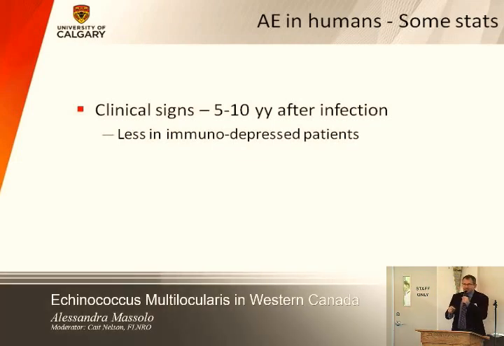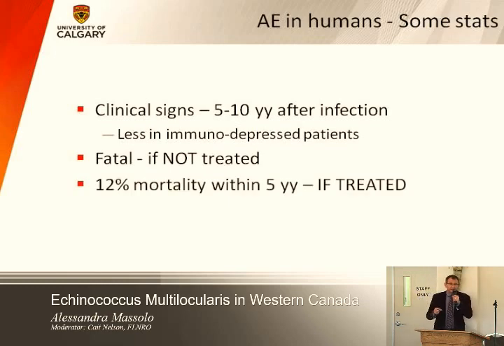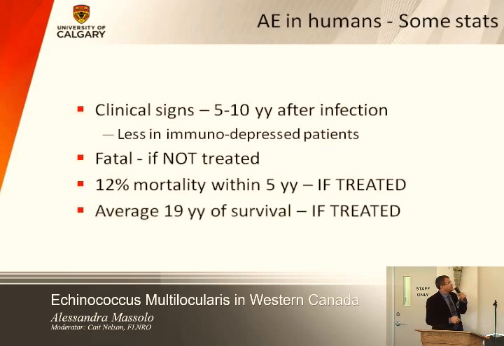The development of disease is much faster in immunocompromised patients, who are usually considered sentinels. And we are talking about people here, okay? If it is not treated, it is a deadly disease in 95% of the cases. But unfortunately, the mortality even in treated patients is pretty high, 12%. And even if you are treated, your life expectancy is reduced, an estimated 19 years.